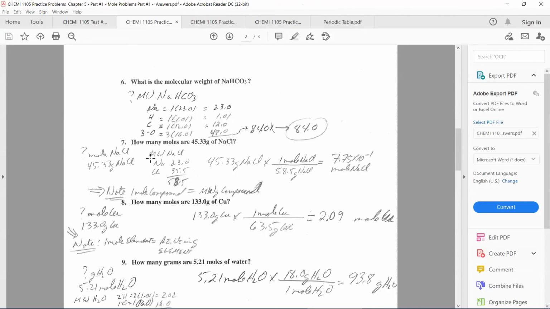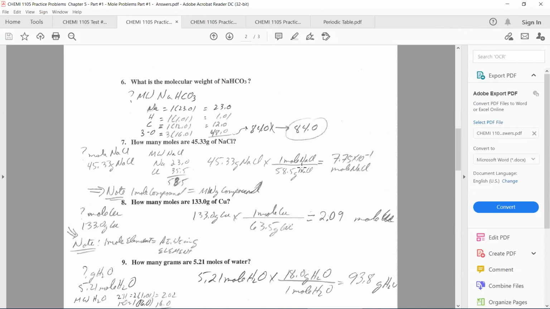And over here, molecular weight, MW, is my shorthand for molecular weight. 1 sodium, 1 chlorine, the 3 significant figures, 23.0, 35.5, get 58.5. So for every 1 mole of sodium chloride, there's 58.5 grams of sodium chloride. And notice grams sodium chloride divided by grams of sodium chloride cancel out.